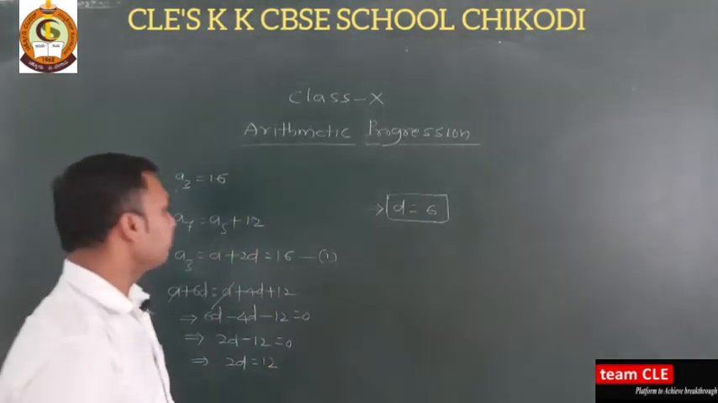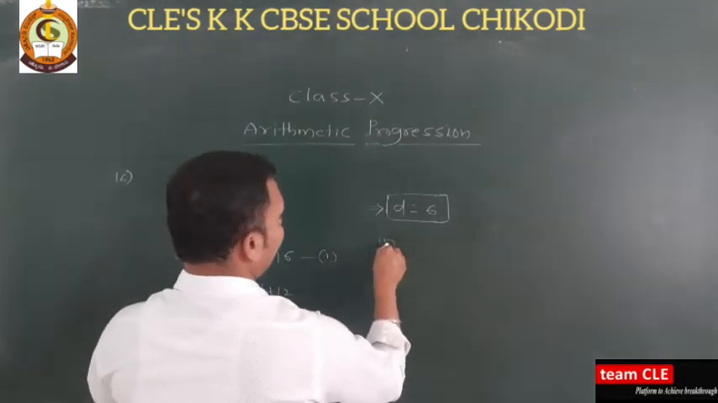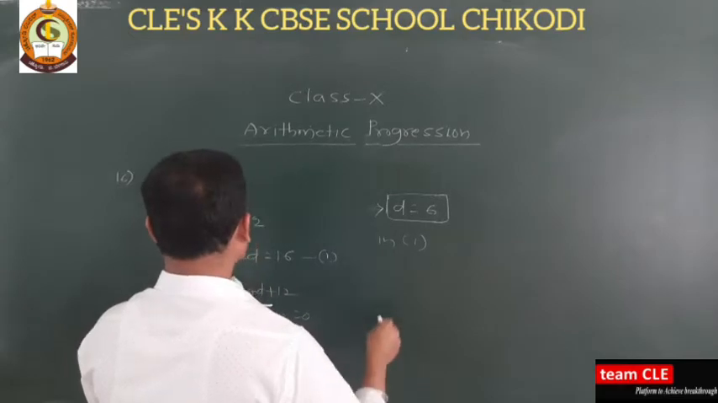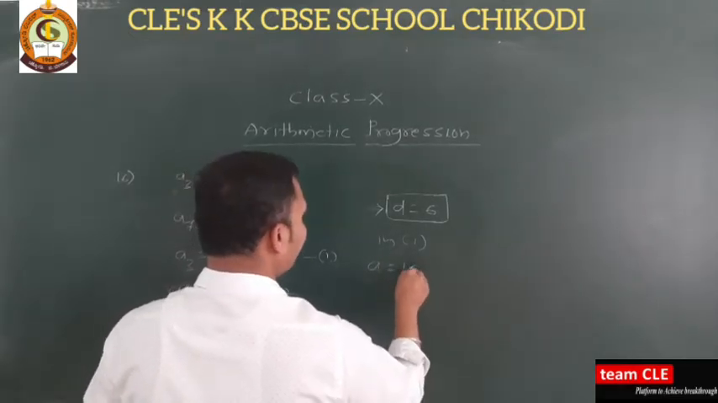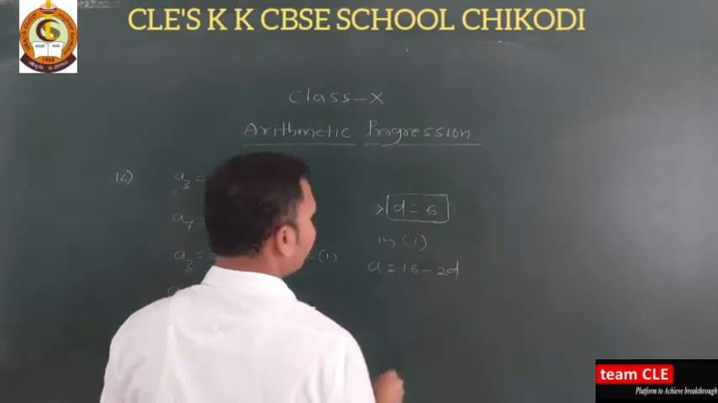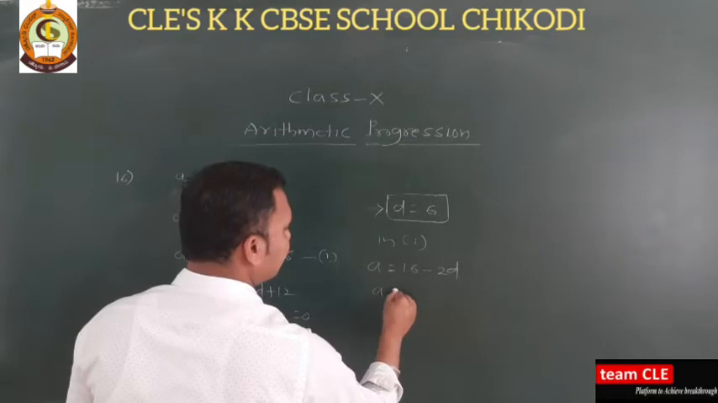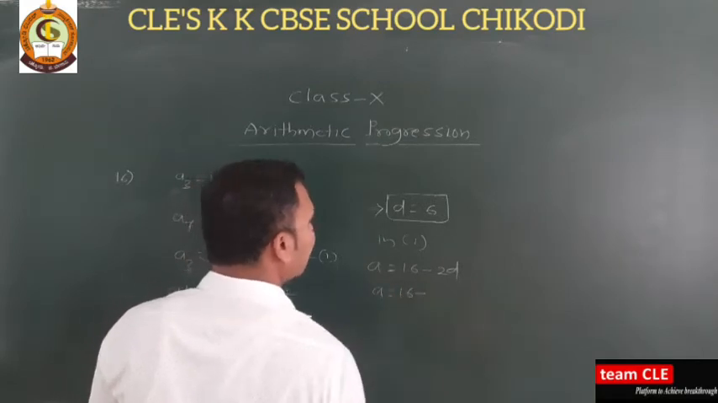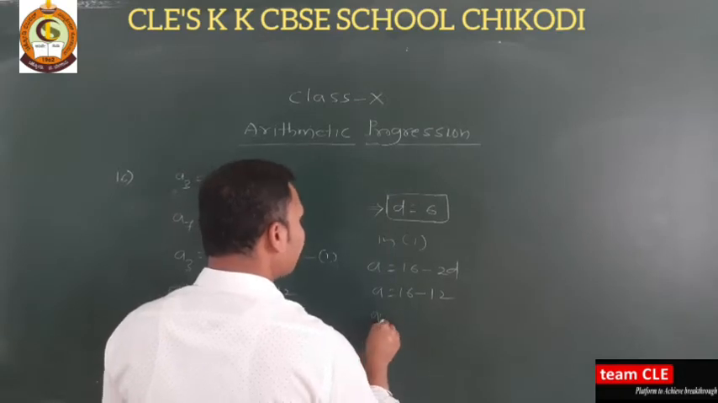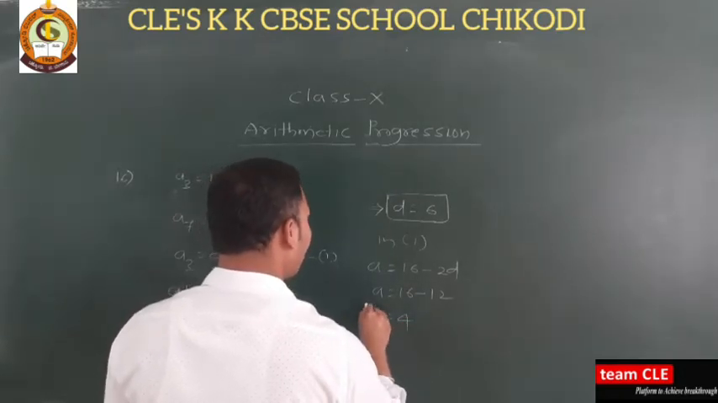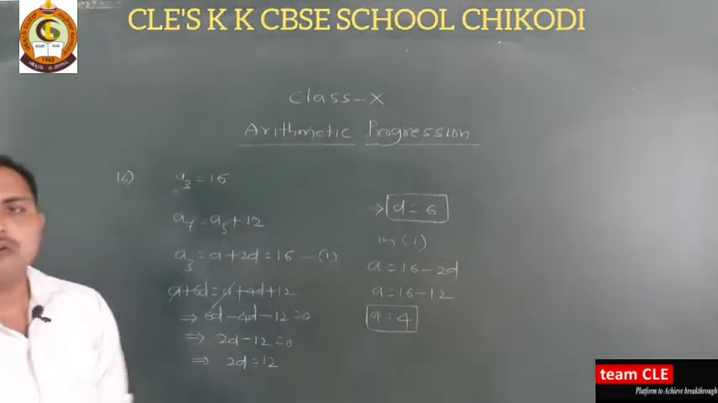Once you got d is equal to 6, we need to find the value of a in equation 1. So now this becomes a is equal to 16 minus 2d. Now 16 minus 2 into 6 will give 12, okay. Now a is equal to how much will we get? 4. So we will get a is equal to 4 and d we have 6.